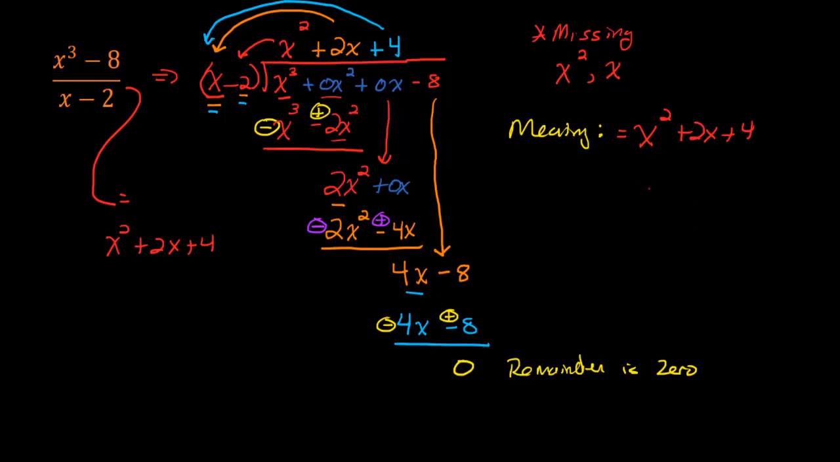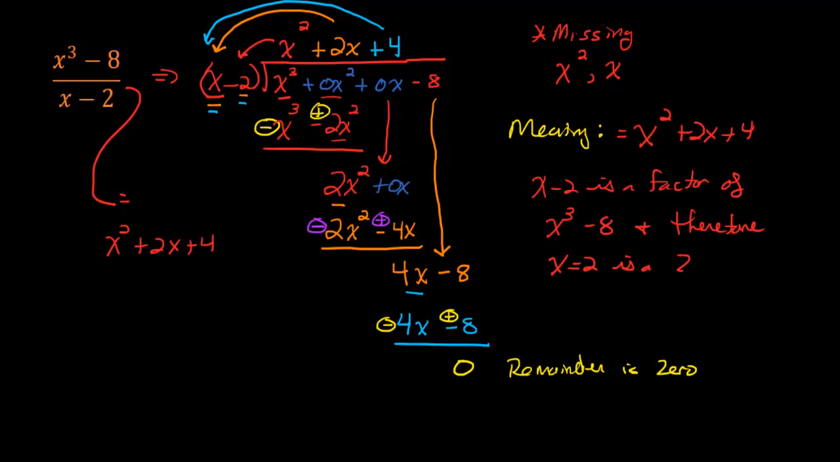But more specifically, we know that x minus 2 is a factor of x cubed minus 8, and therefore x equals 2 is a 0. x equals 2 is a 0 because remember, if we said x minus 2 equal to 0, we add 2 on both sides and we get x equals 2. So therefore we know that x equals 2 is a 0, and that is very important to us.